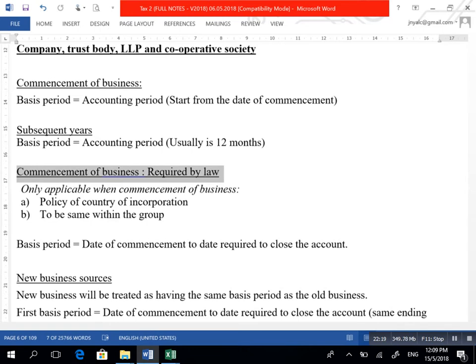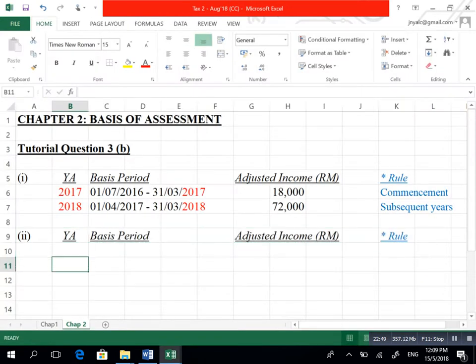But to be honest, let me tell you, actually no difference from your commencement of business rule. Why? Look at the basis period, what they say. It will start also from date of commencement and then close until the date you are required to close the account. Am I right? So now actually you need to close on March. Then let's work out the answer in here. Now we follow commencement rule, but it's under special situation required by law.